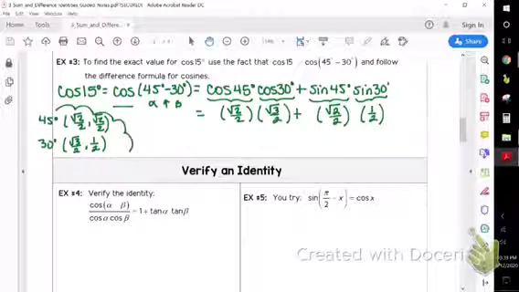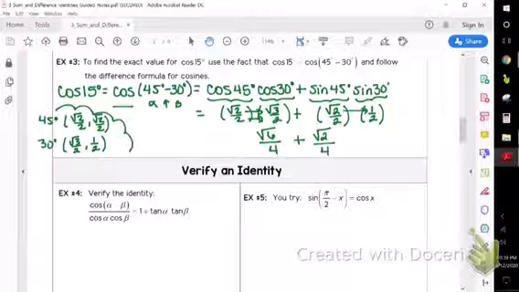Now we know with PEMDAS we're supposed to multiply before we add. So we're going to multiply with fractions. Remember, to multiply with fractions, you multiply straight across. So going straight across, in the first one, square root of 2 times the square root of 3 is the square root of 6, over 2 times 2 is 4, plus, multiplying straight across over here, square root of 2 times 1 over 2 times 2. And then we can add those together.